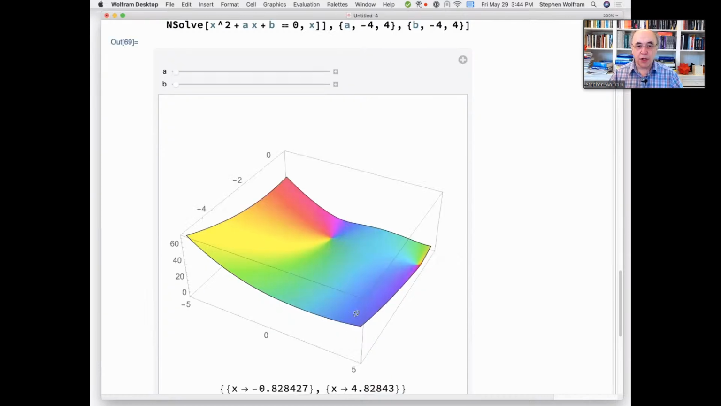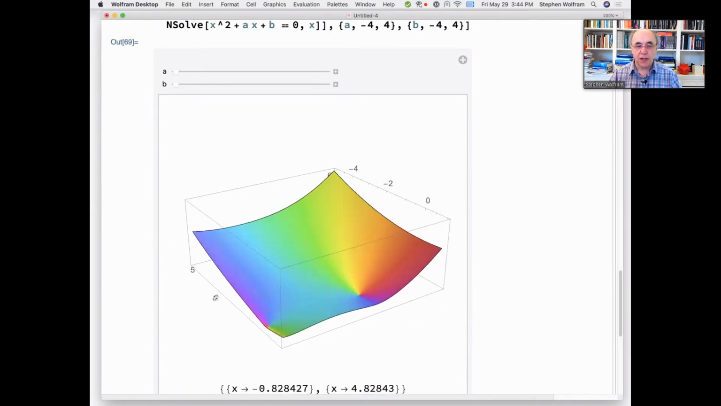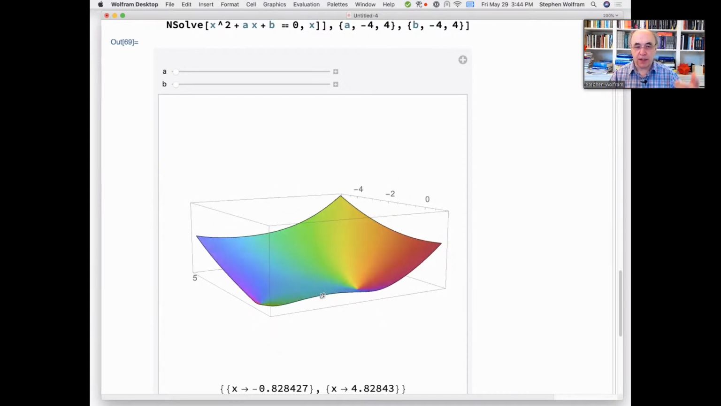Okay, so this is a 3D surface that shows the magnitude of the complex number, and the color is the phase of the complex number. When I'm plotting the complex number as a point in 2 dimensions, the magnitude is the distance from the origin to that point, and the phase is the angle between the x-axis and the origin.